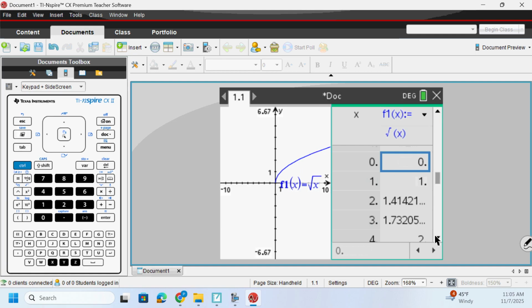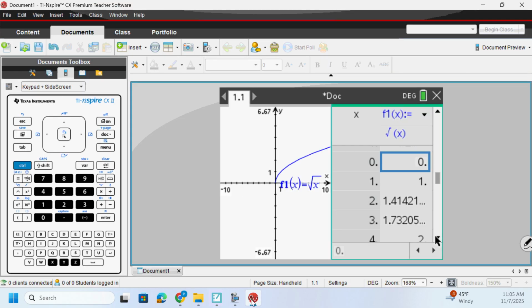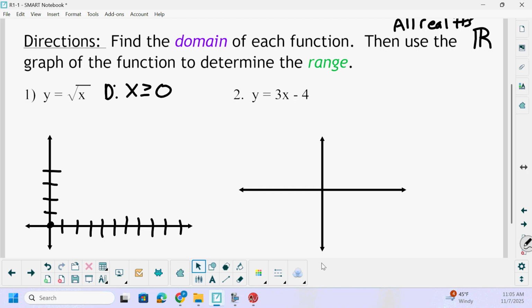So let's go ahead on our graph. We'll put some actual tick marks down. So we've got 0, 0 as a point. Next nice point we have is 1, 1, and after that we have is 4, 2. So we'll plot 1, 1. So that's going 1 to the right and 1 up. 4, 2, we'll go 4 to the right and 2 up.